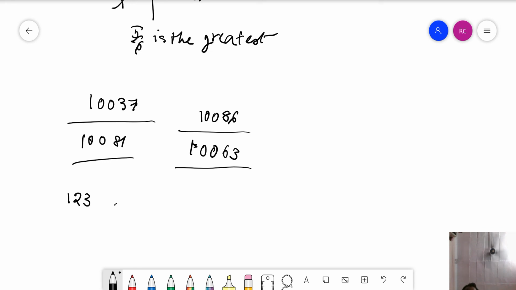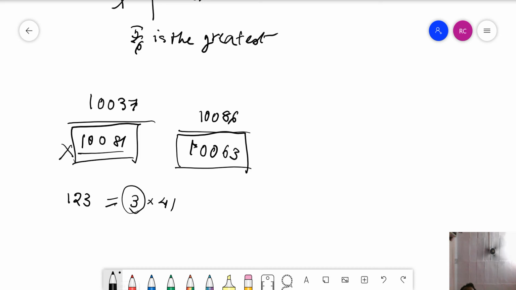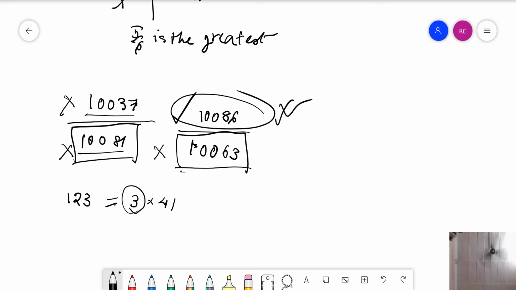Now we factorize 123. What do we get? We get 3 times 41. So basically we have to figure out which of these is a multiple of 41. Or you can also figure out which is a multiple of 3, because this is clearly not a multiple of 3, this is clearly not a multiple of 3, this is clearly not a multiple of 3, this is a multiple of 3, so this would be the correct answer.